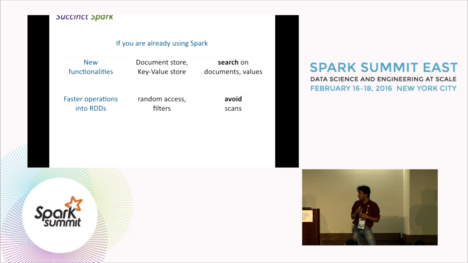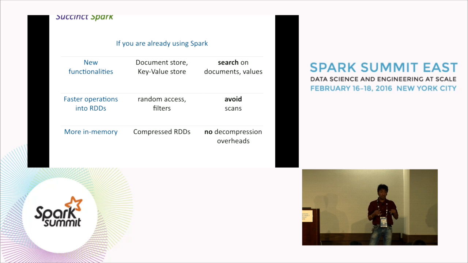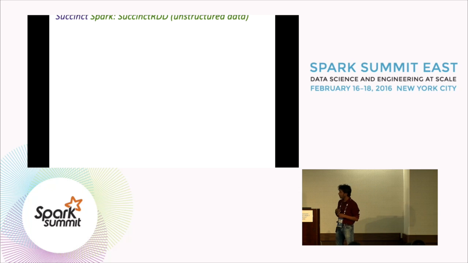The second one is you can do faster operations into RDDs, like I said, and you can do more in memory. But as of now, the current release of Succinct Spark is meant for low latency rather than very high throughput. But we are working on how to get a high throughput side of the Spark as well. But right now, you want to use Succinct Spark as a very low latency system for these queries. So let me quickly tell you some of the interesting APIs in Succinct Spark.